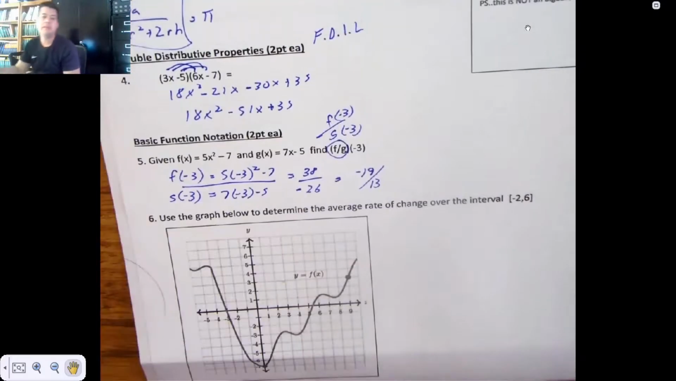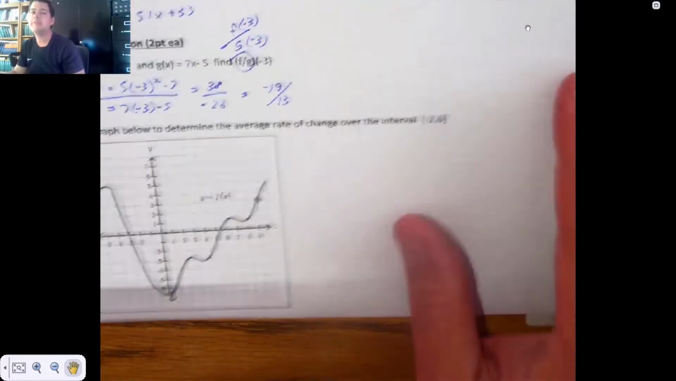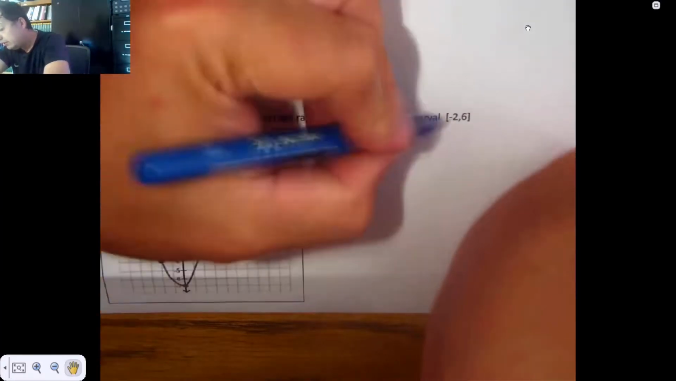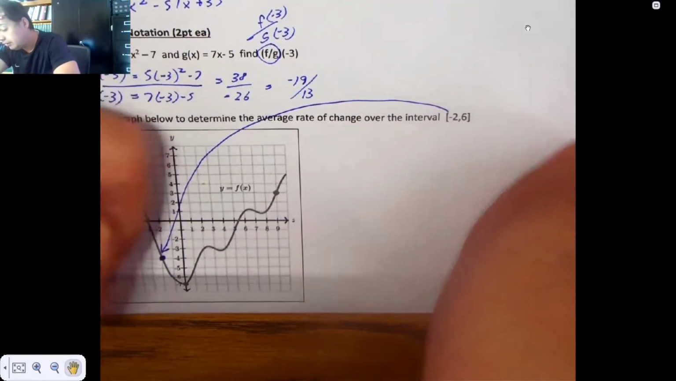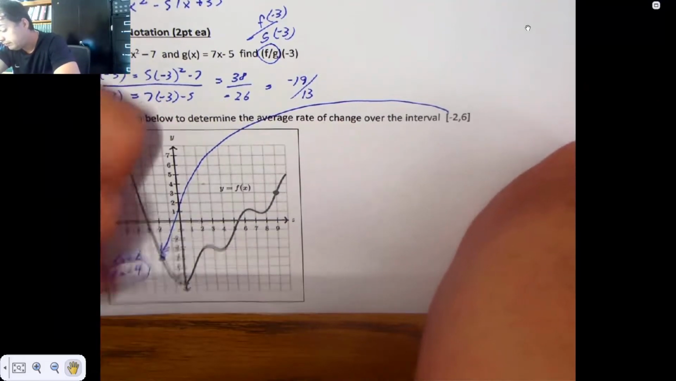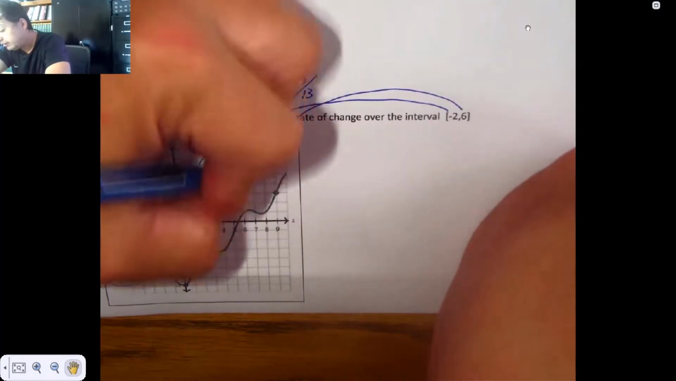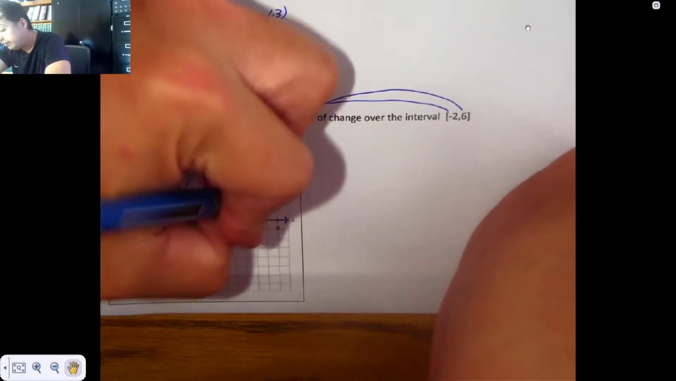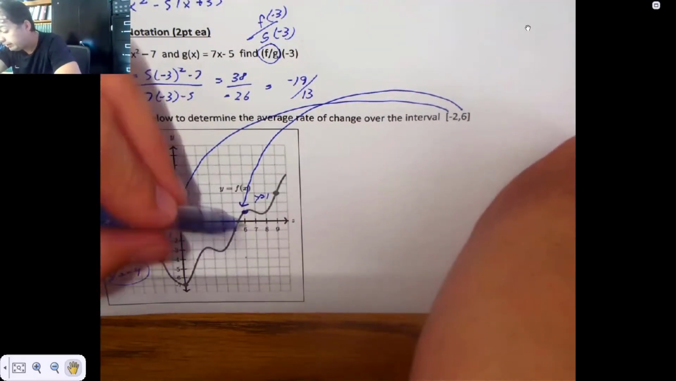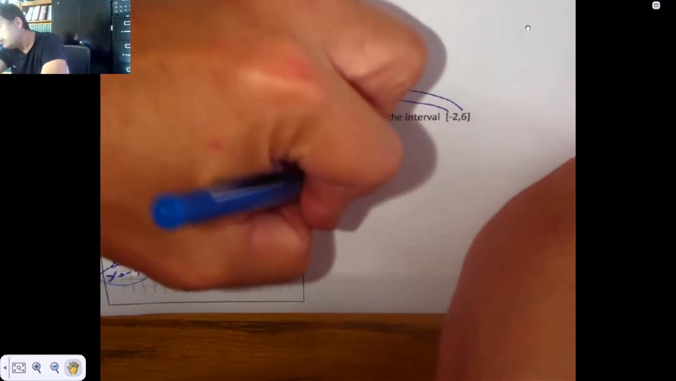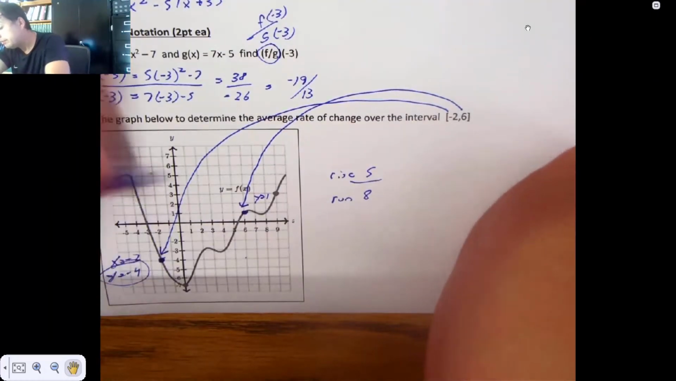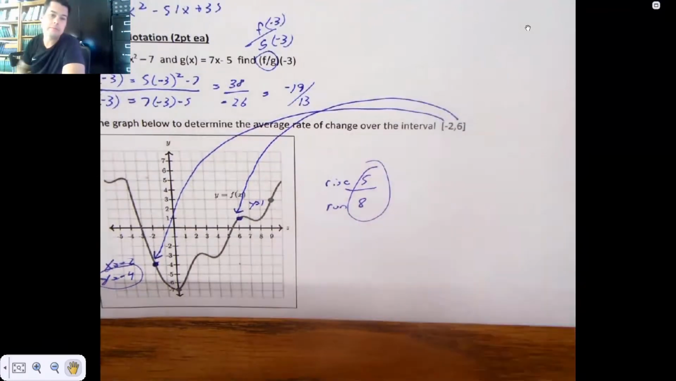All right, number 6, use the graph below to determine the average rate of change over an interval from -2 to 6. Hopefully this goes better. So here is when x is -2, and the y value is -4. That's important. When x is 6, is right there, and y is 1. Well, not that that really matters. But as I travel from here to here, it looks to me like I rise 5, and I run 8, because I'm going from -2 to 6. So 5/8. That's your slope.